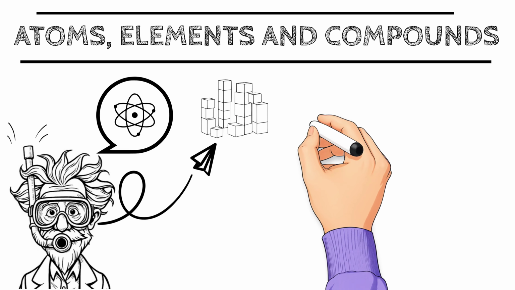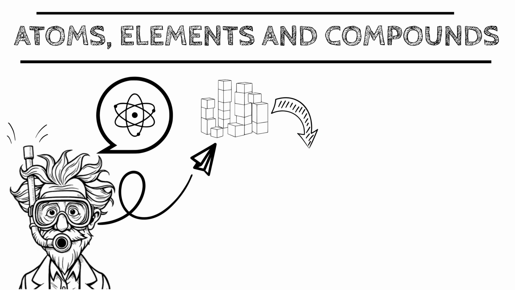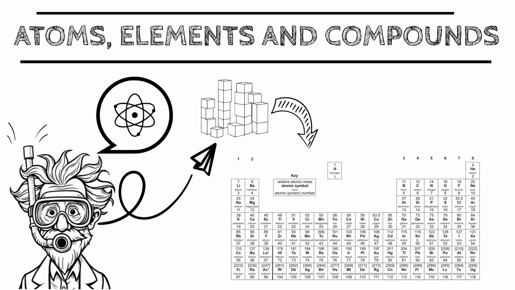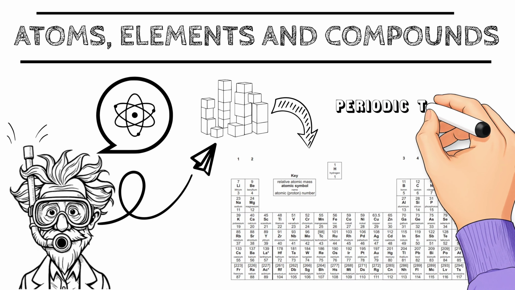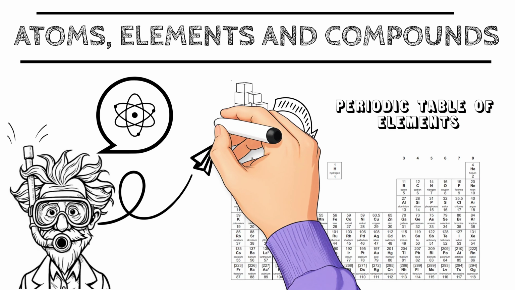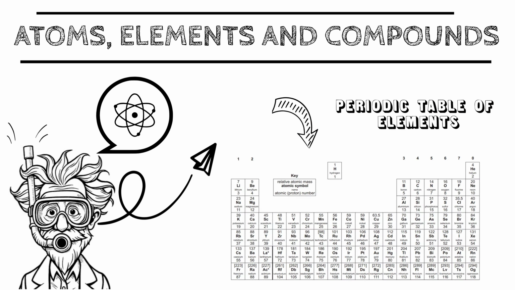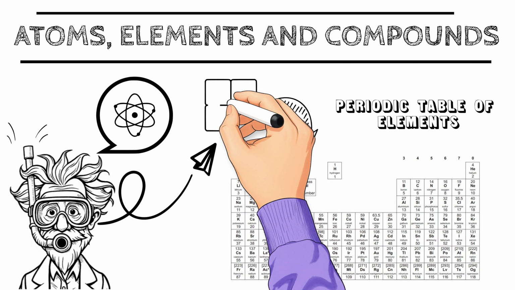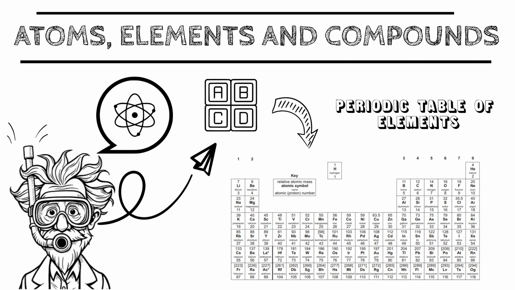And where do we find all the different types of atoms? Obviously, on the periodic table of elements. It contains around 100 different elements like hydrogen, helium, and oxygen. It's basically a giant cheat sheet for what everything is made of. If you want to speak the language of chemistry, this table is your alphabet.